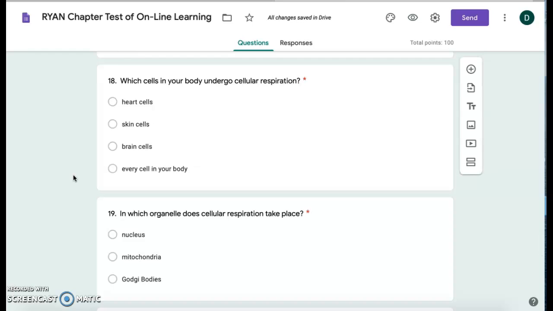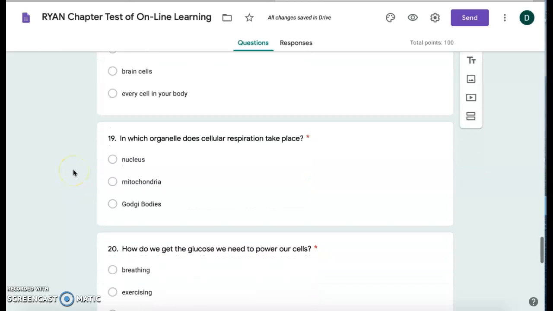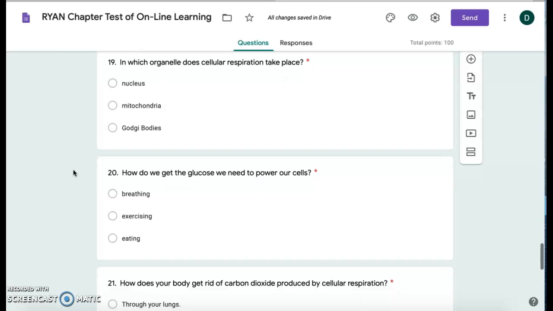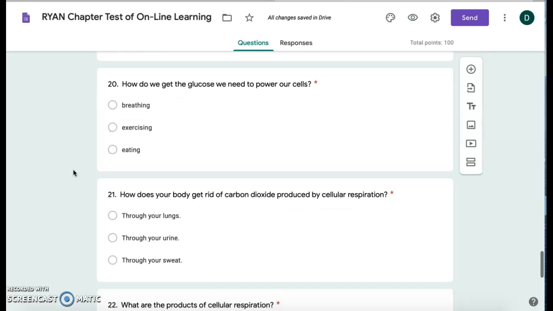Number 18. Which cells in your body undergo cellular respiration? Heart cells, skin cells, brain cells, every cell in your body. Number 19. In which organelle does cellular respiration take place? Nucleus, mitochondria, Golgi bodies. Number 20. How do we get the glucose we need to power our cells? Breathing, exercising, or eating?